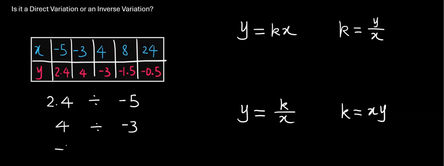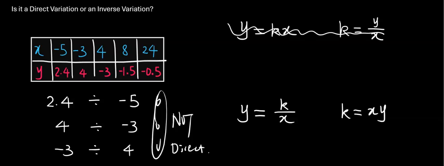Write one more. Without calculating, we know that 2.4 divided by -5 is definitely not equal to 4 divided by -3. It's definitely not equal to -3 divided by 4. Therefore, it is not direct variation.